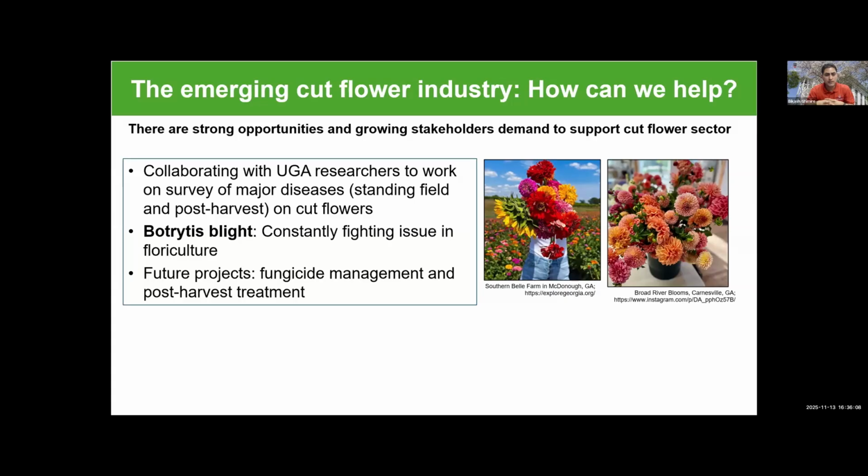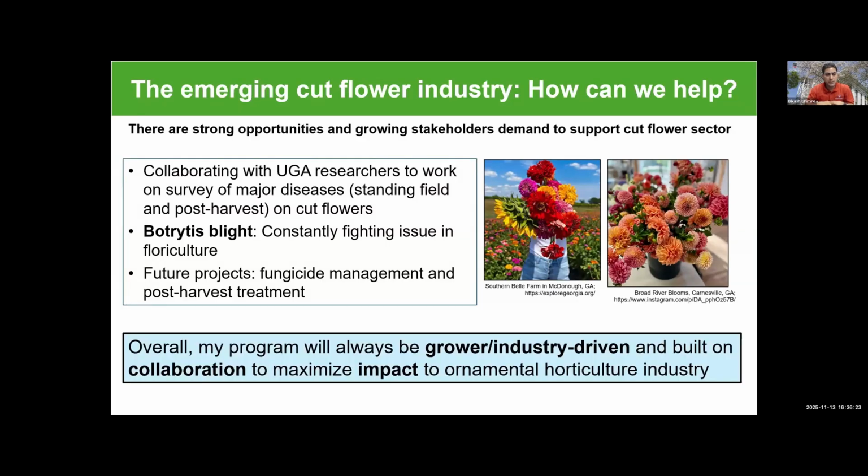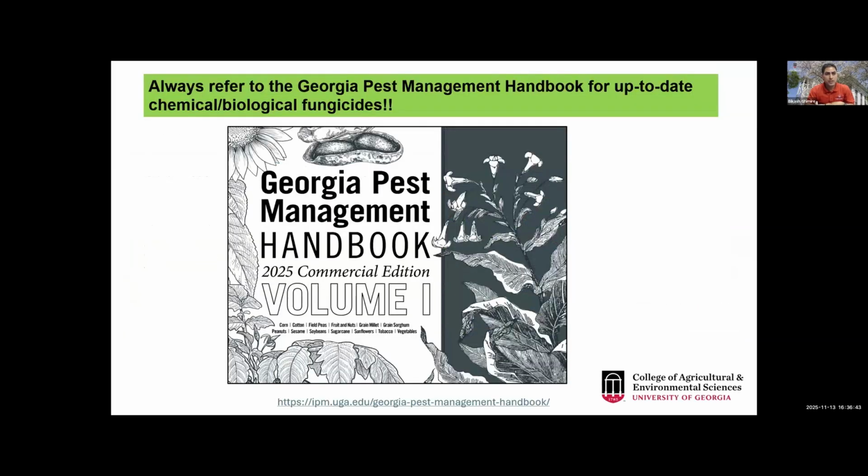So my future projects will include fungicide screening experiments, either with chemicals or a combination of chemicals and biological products, and also some post-harvest treatments to better manage the different diseases out there. Overall, my program will always be driven by the growers and the industry, based on their needs and the problems they are facing, and it will be based on collaboration with different researchers and scientists at UGA and outside, so that we can maximize the impact on our green industry in Georgia.